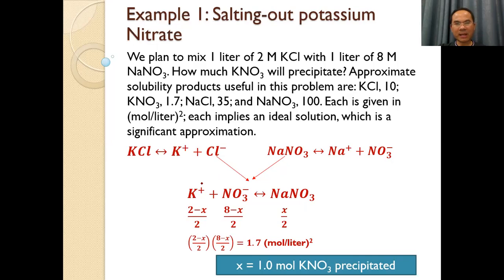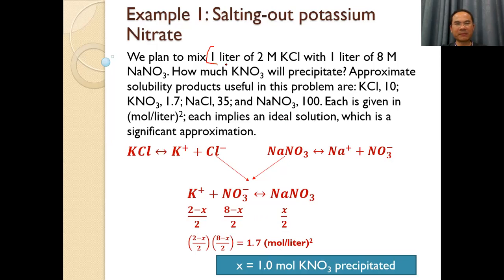For potassium chloride, it's 2 molar, and sodium nitrate is 8 molar. We would like to get potassium nitrate, which is 2 molar, and it is only 1 per 1. For this case, we get a half. X is the mole of potassium nitrate precipitate. We call it X divided by 2, where 2 is the total volume, because we mix 1 liter of 2 molar KCl and 1 liter of 8 molar nitrate.